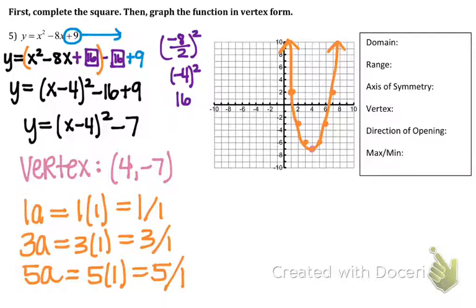And now, finally, I need to identify some of my main characteristics of this parabola in the table at the right. First thing I will fill in is the vertex, because the vertex tells us a lot of information about the other characteristics in the table. So 4, -7 is my vertex, which helps me identify the axis of symmetry. The axis of symmetry is the line that goes through the x coordinate of the vertex, so this will be x is equal to 4.